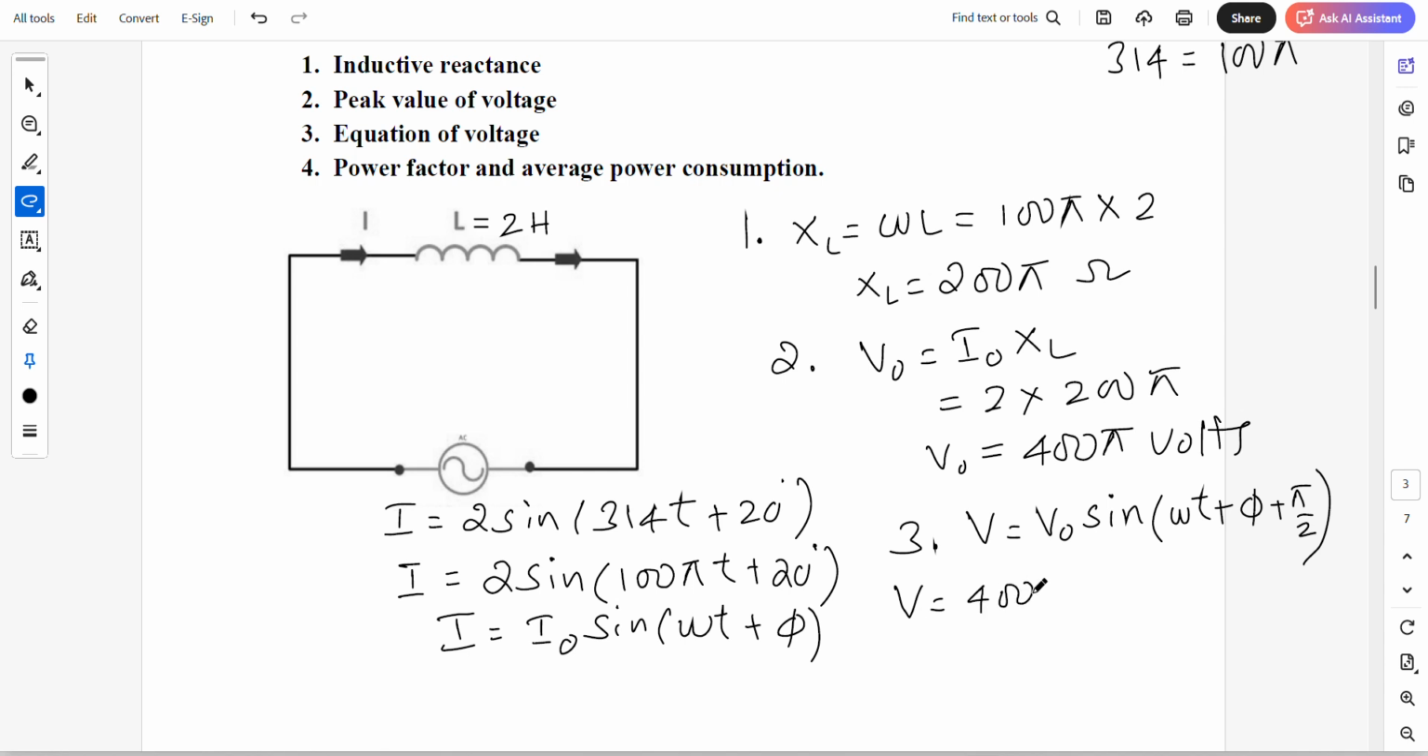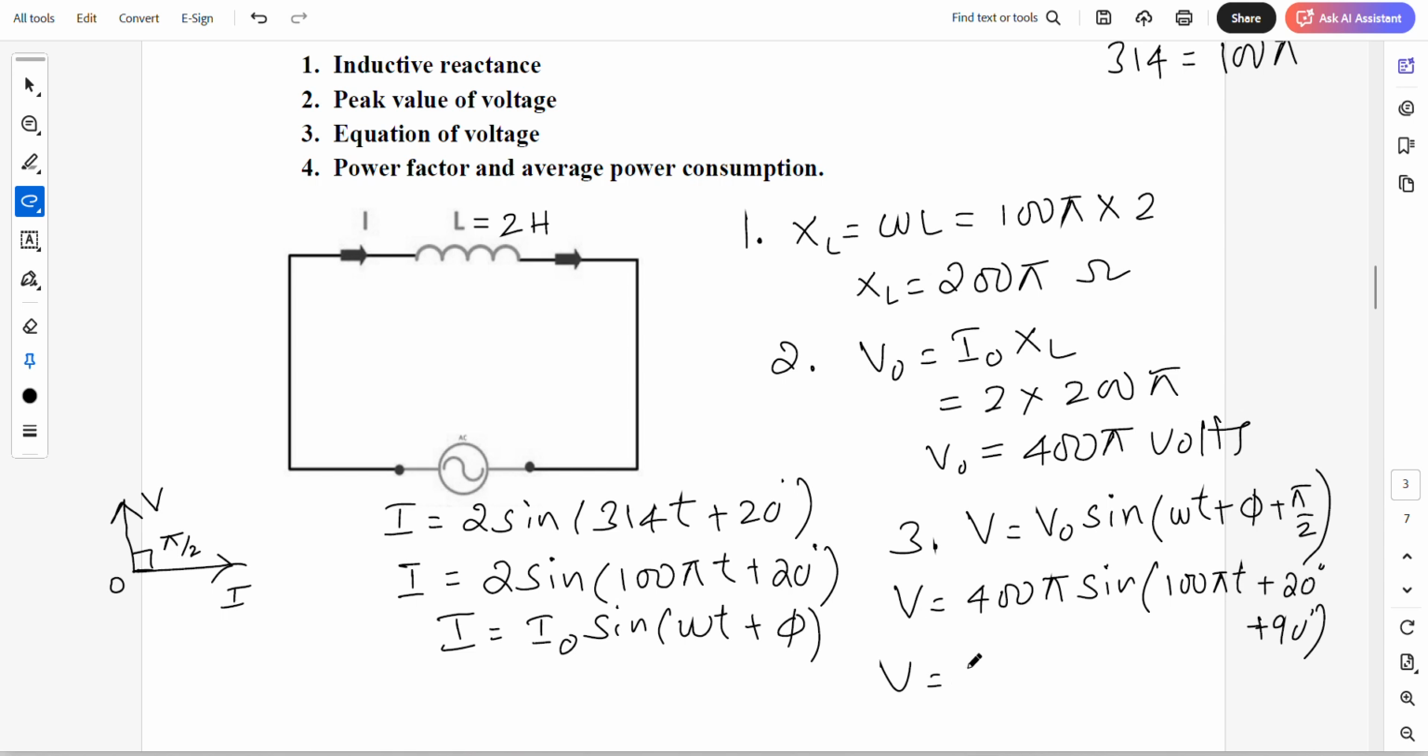400 pi, sine of whatever is given here, sine of 100 pi t plus 20 degree plus what? How much is pi by 2? 90 degree, add up, because voltage will be leading. We have seen this one: if this is the current, this will be the voltage in case of inductor, and this will be leading by angle pi by 2. Hope you understood this one.